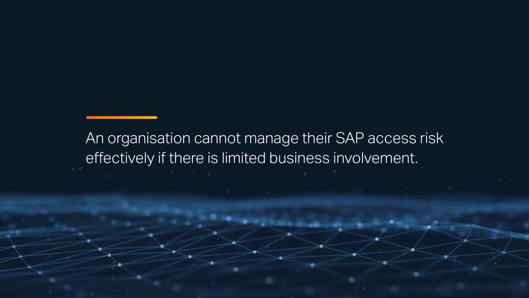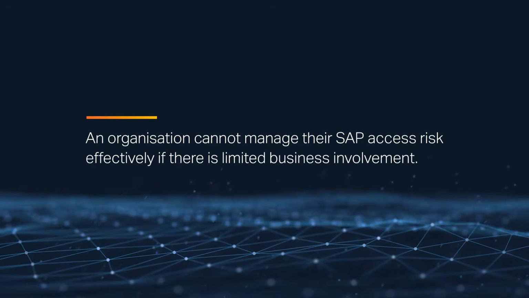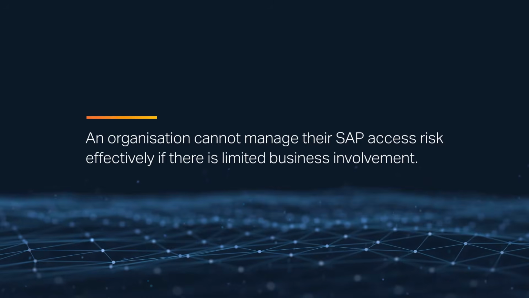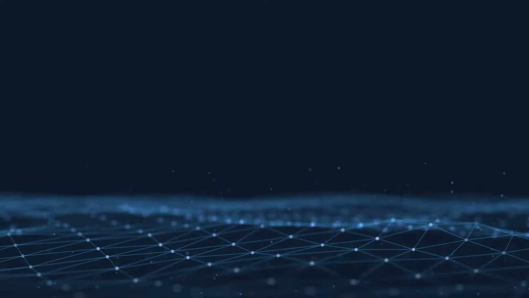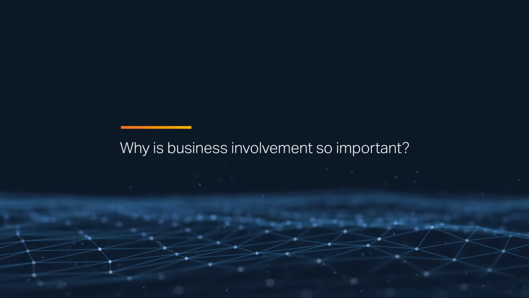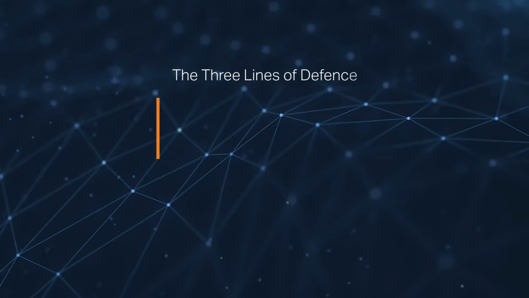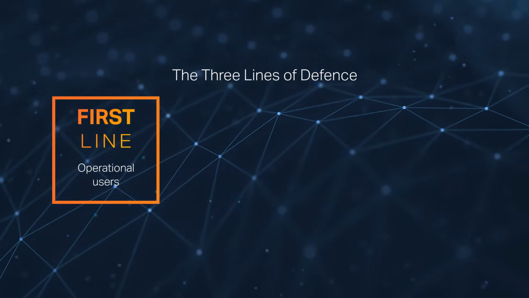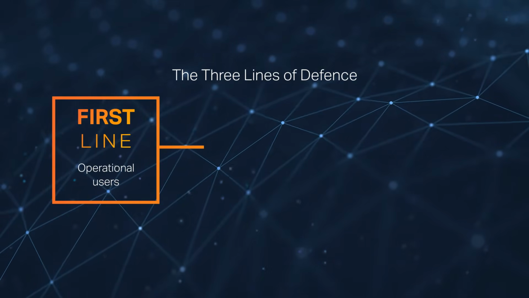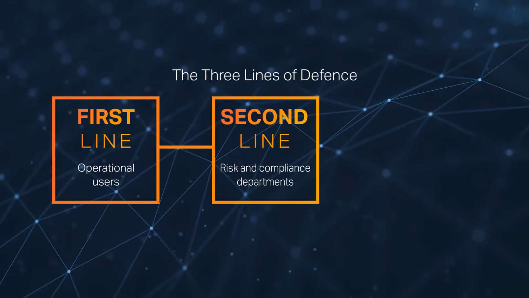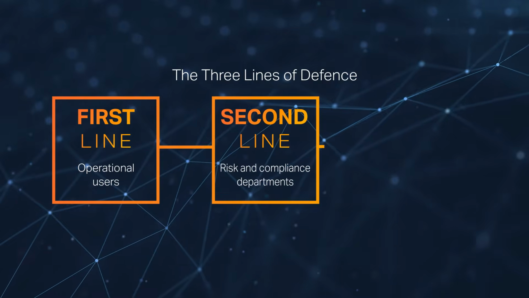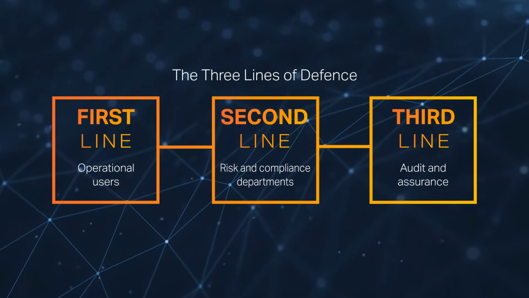An organization cannot manage their SAP access risk effectively if there is limited business involvement and/or minimal business buy-in and accountability. To explain why business involvement is so important, let's use the audit principle of the 3 lines of defense. Your first line of defense will be your business and your operational users. Your second line of defense will be your risk and compliance departments. And your third line of defense will be audit and assurance.